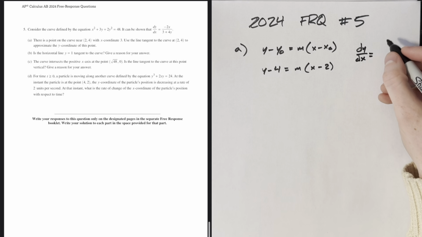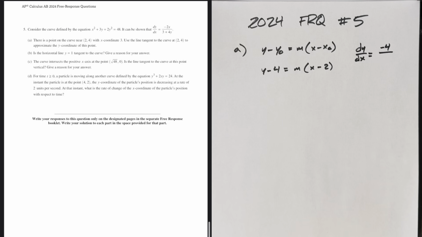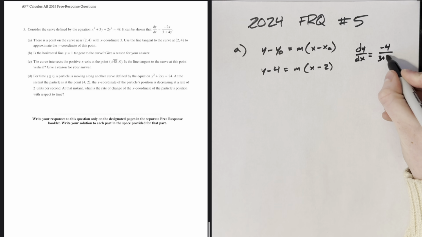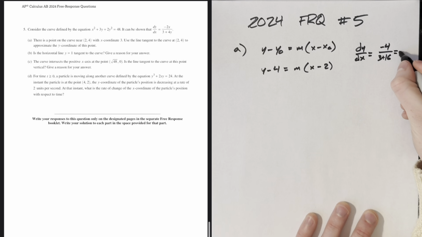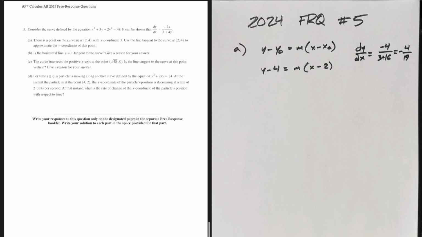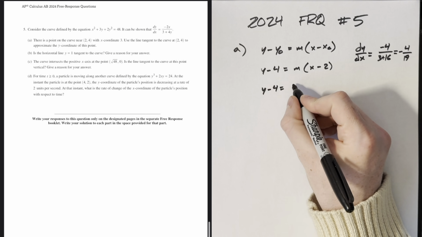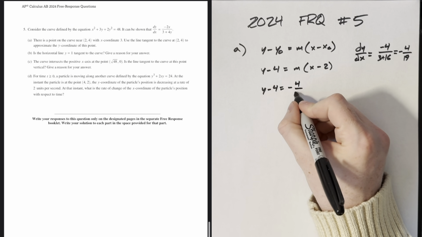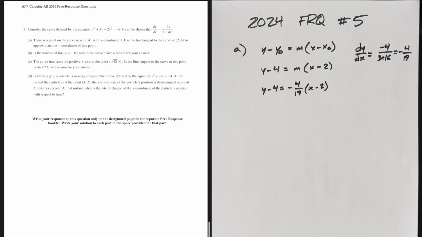So when I plug in 2, I get negative 4 in the numerator. In the denominator, I get 3 plus 16, which is a very ugly answer, but it gives us negative 4 over 19 as my slope. So my tangent line can be defined by y minus 4 equals negative 4 over 19 times x minus 2.